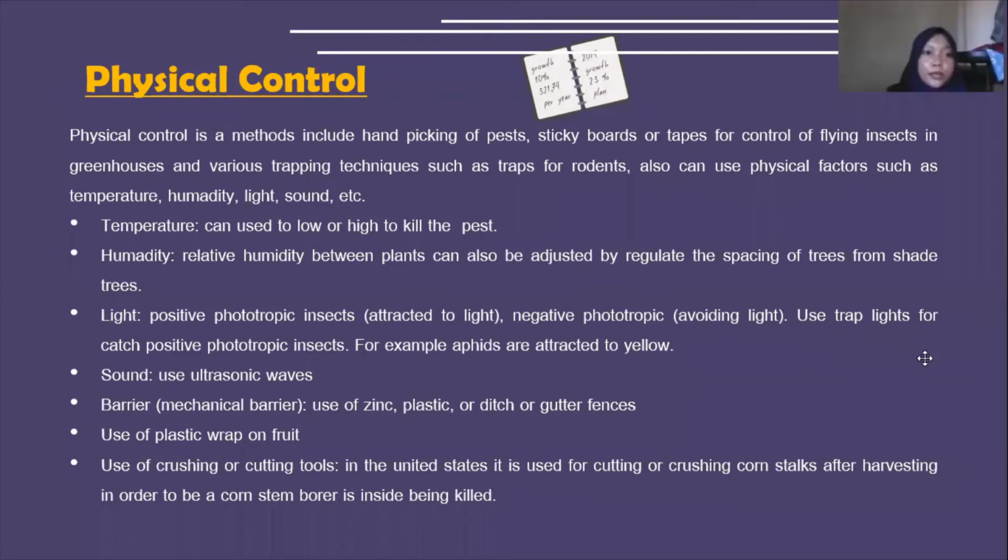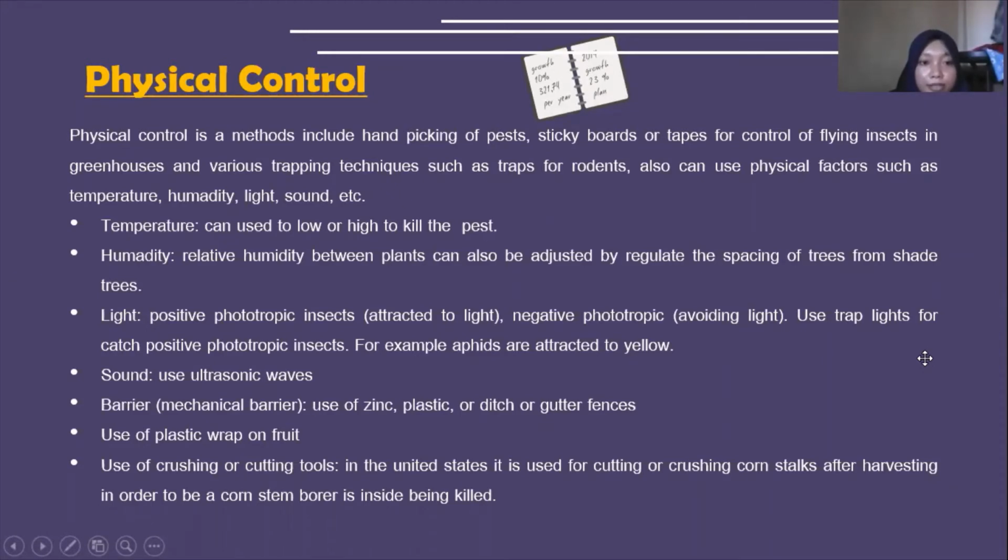Physical control. Physical control is a method including handpicking of pests, sticky ball protect for control, applying sand in greenhouses and various trapping techniques like a trap for rodents. We can also use physical factors like the temperature, humidity, light, sound, and etc. Temperature. We can use the low or high to kill the pest. Humidity. Relative humidity between plants can also be adjusted by regulating the spacing of trees from shade trees.